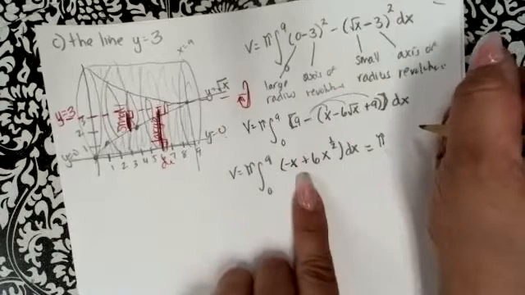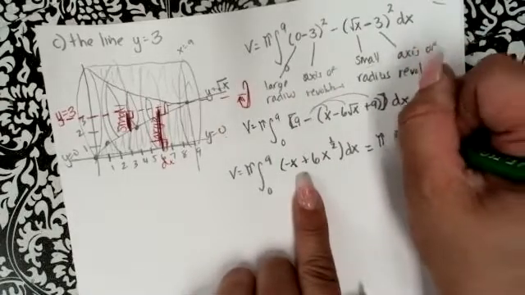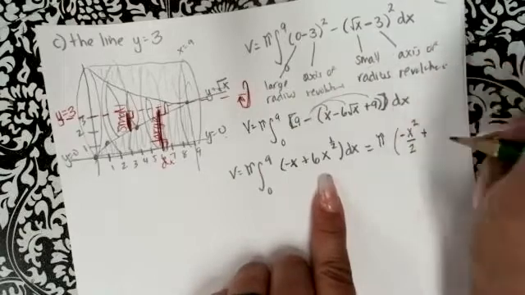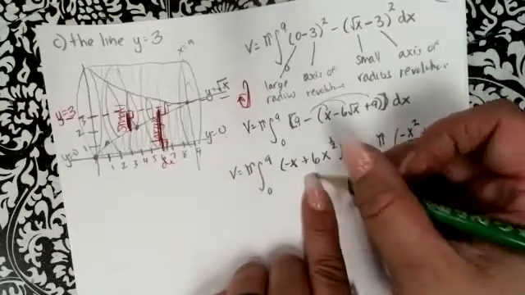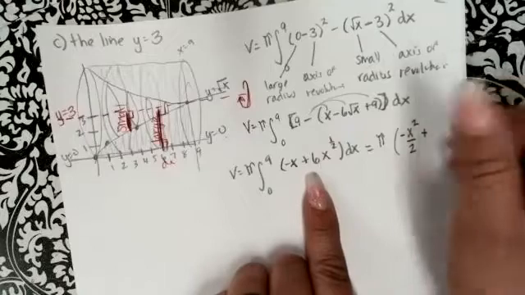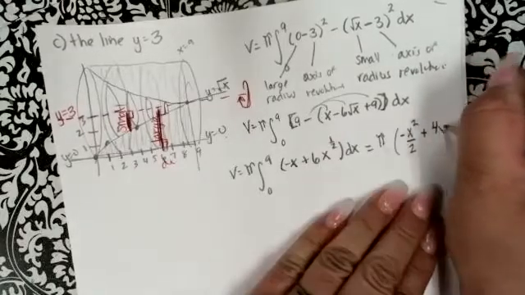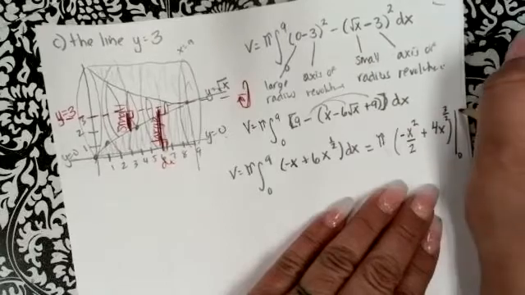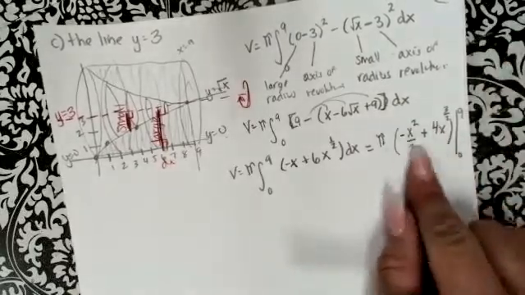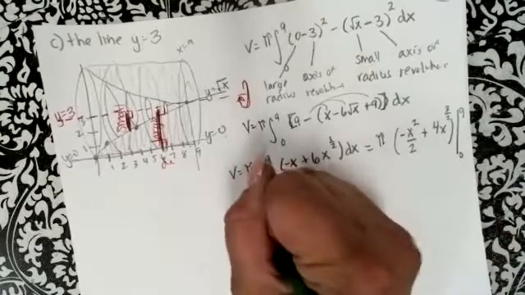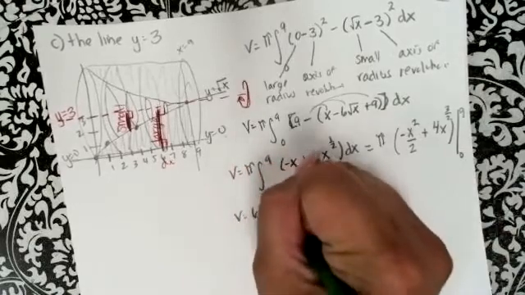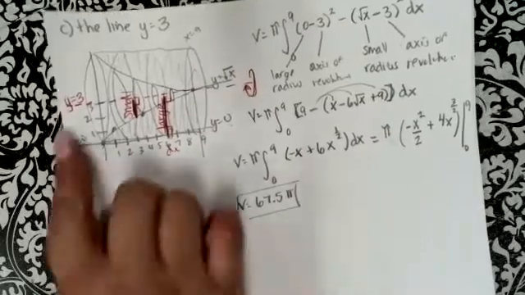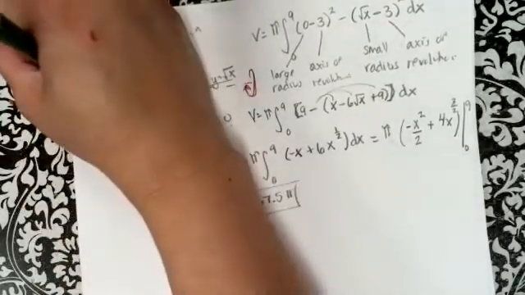Take the antiderivative here. That's going to be divided by 3 halves, 2 flips to the top. That's 12 divided by 3, which is going to be a 4. You know, 0 is not going to give you anything. So the answer is going to come out to be a 67.5 pi. This one was a washer because there was a hole in the middle.